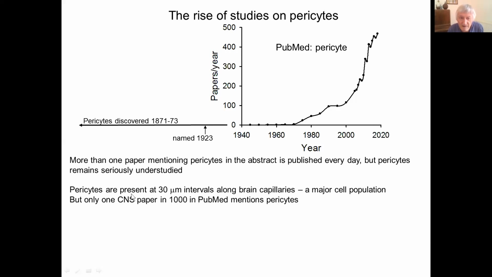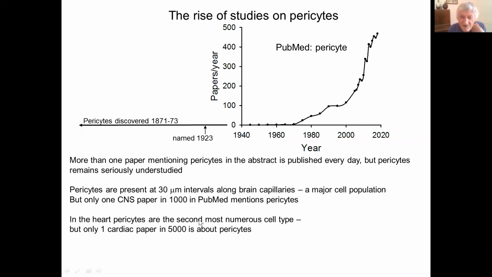In the brain, they're present at 30 to 50 micron intervals along the capillaries. They're quite a major cell population. But if you go to PubMed, you'll find that only one paper on the brain in 1,000 mentions pericytes. And it's even worse in the heart. In the heart, they're the second most numerous cell type after endothelial cells. The myocytes are an almost irrelevant third, but only one cardiac paper in 5,000 is about pericytes.